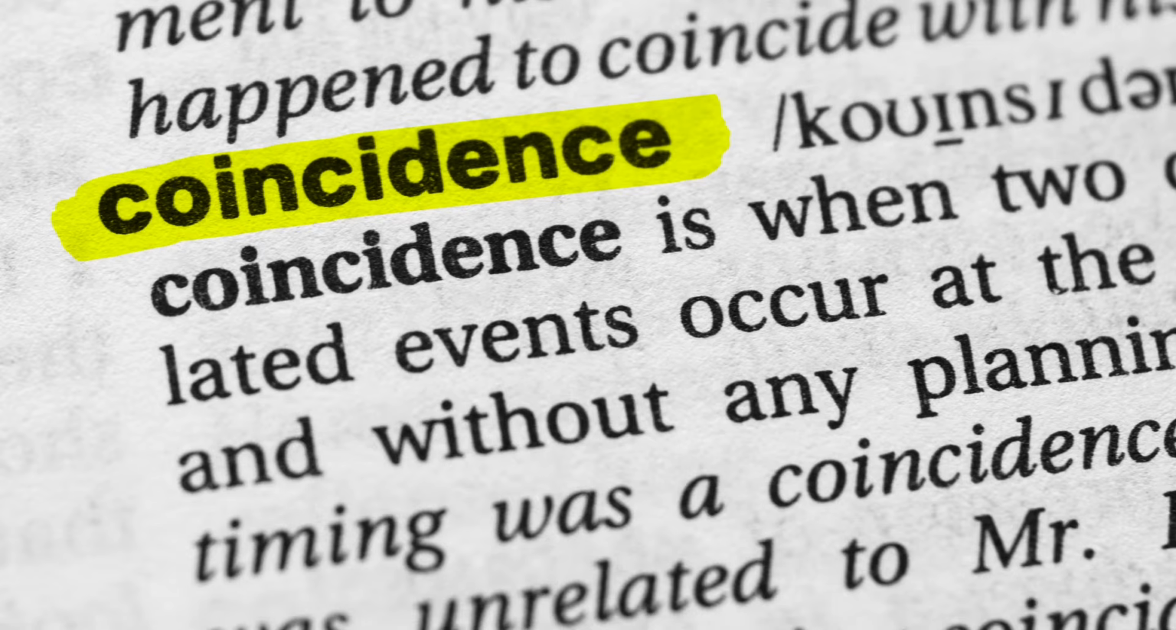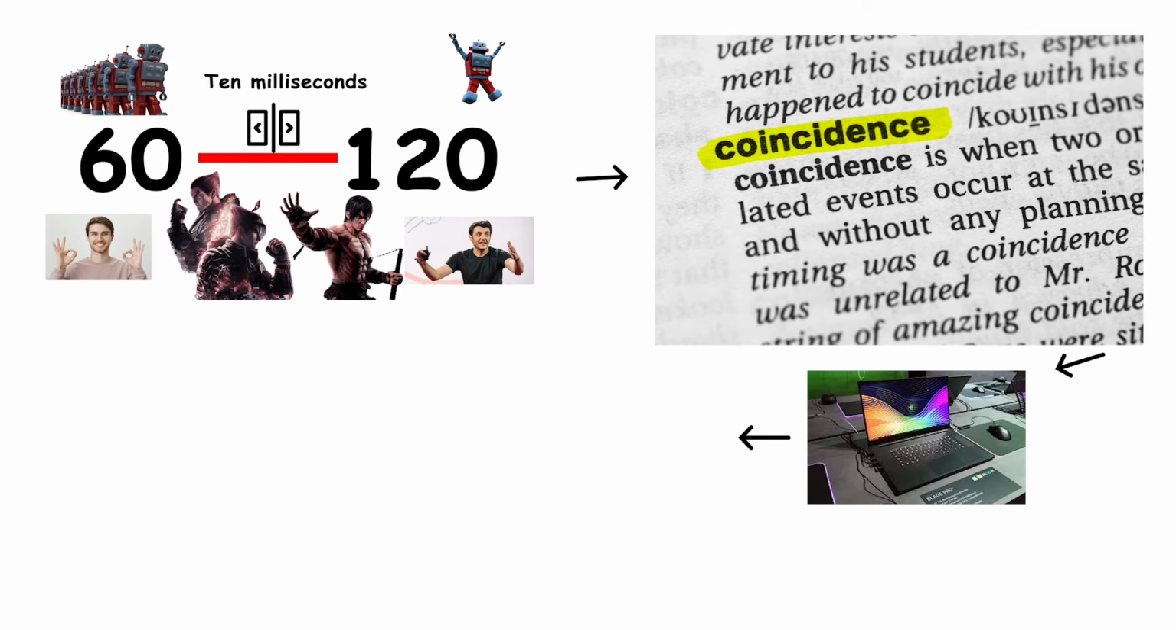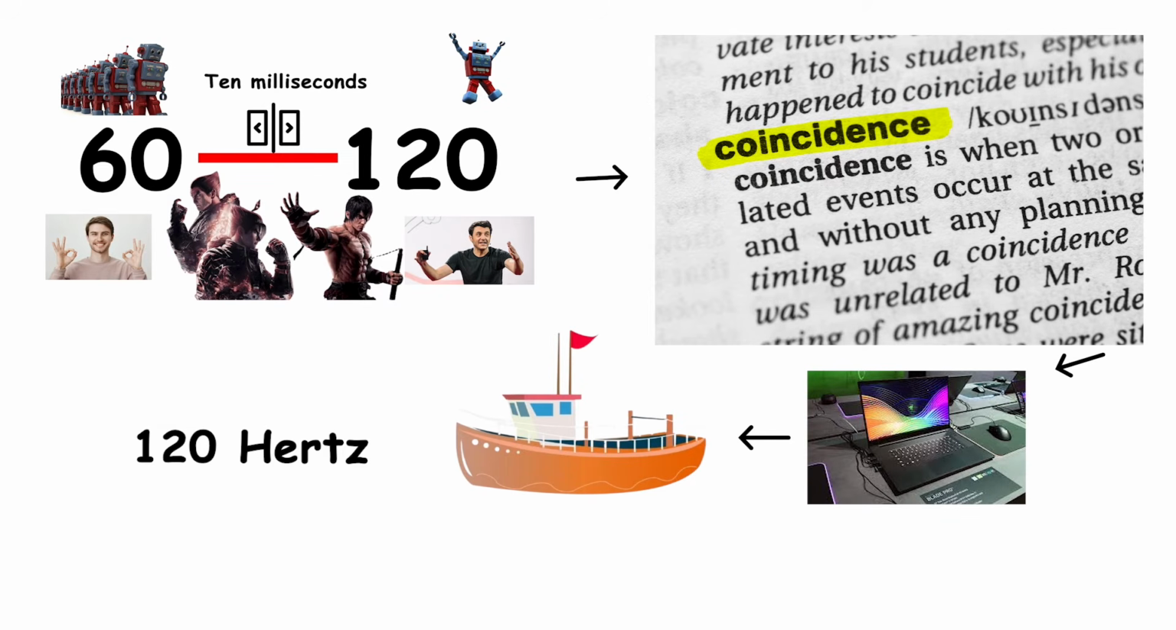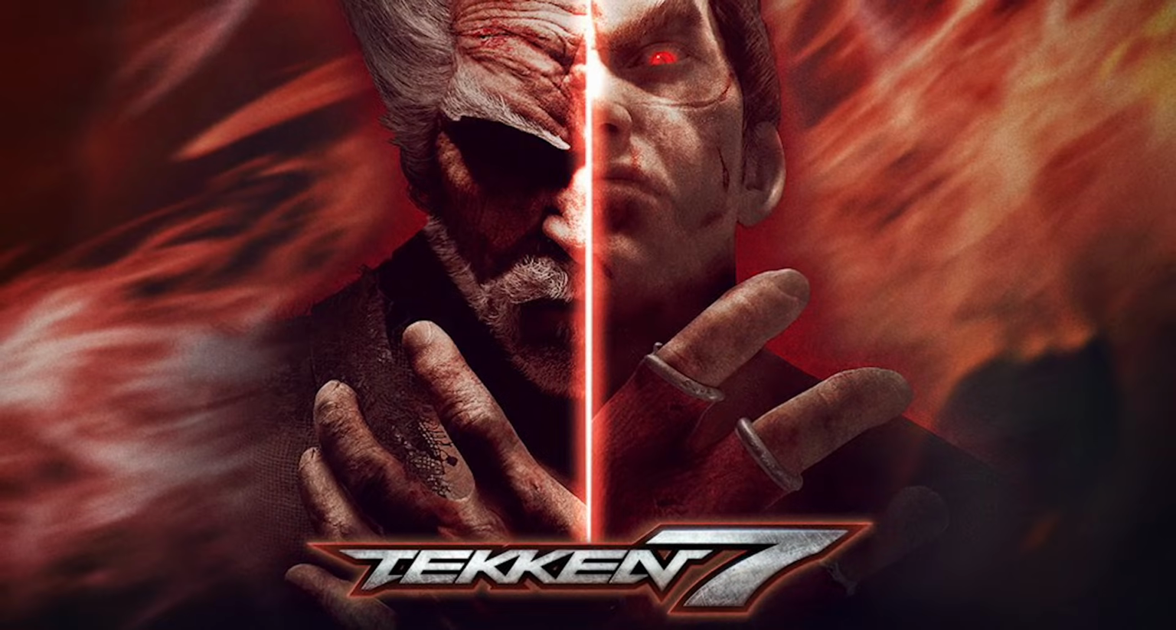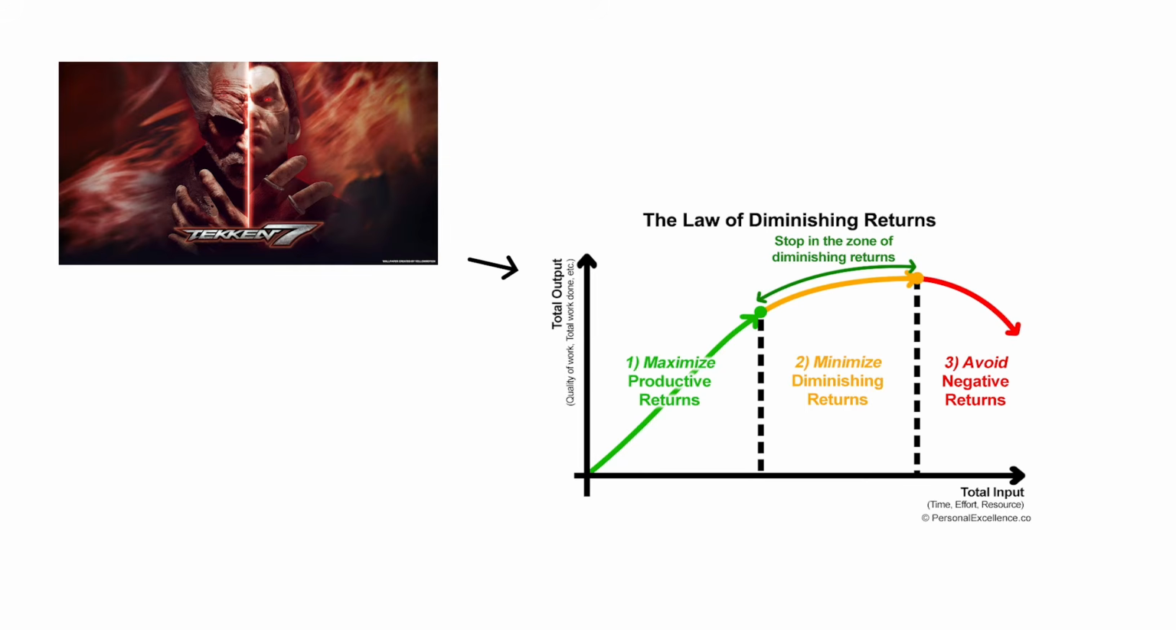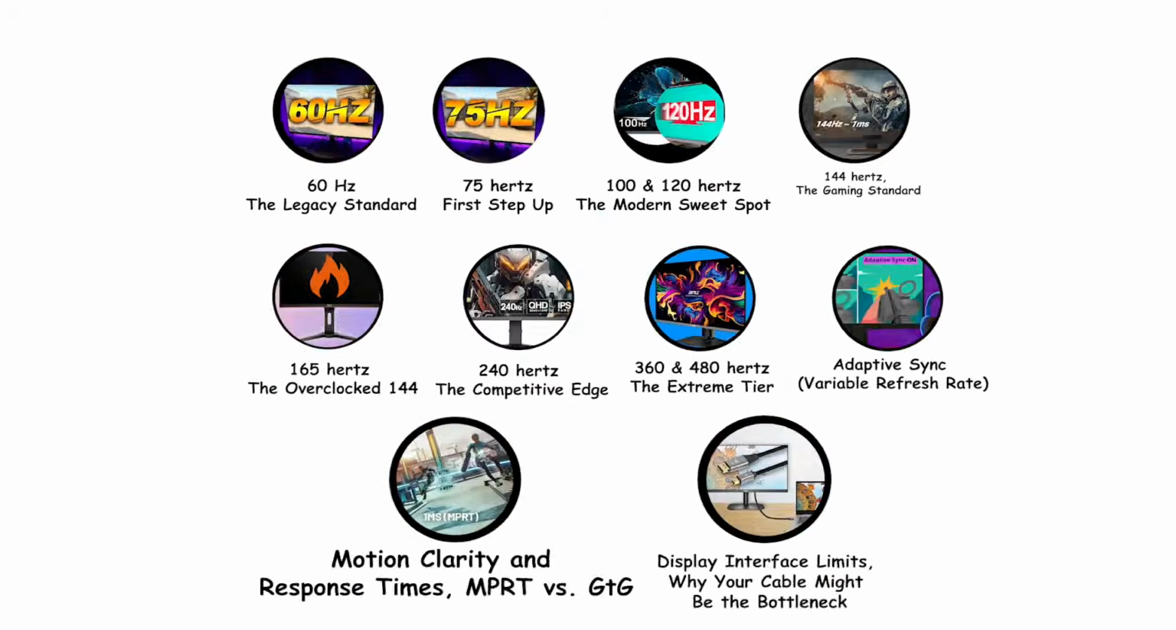It is no coincidence that most laptops labeled gaming now ship with 120 Hz or higher panels. It has become the practical baseline for smoothness in 2025. Going beyond this point brings diminishing returns unless you play competitively, but up to here, nearly everyone benefits.